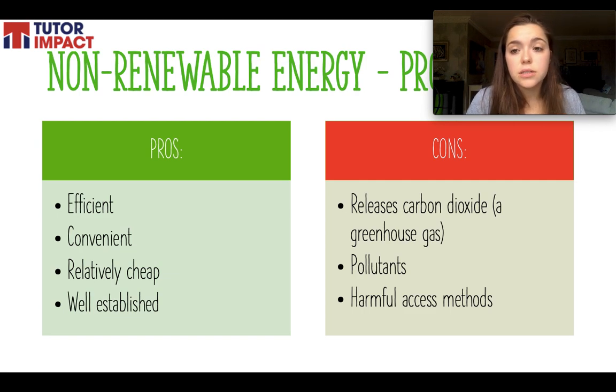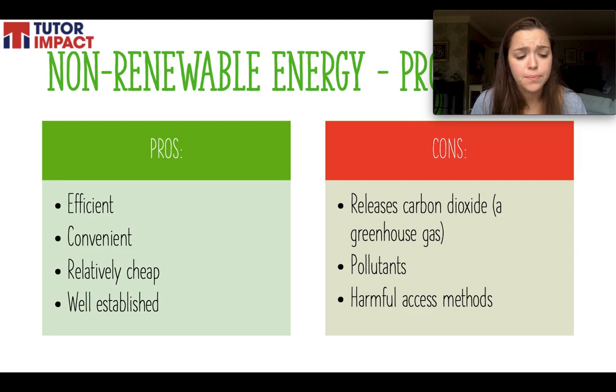The second big con with them is that they also release pollutants into the environment. So not just carbon dioxide, the greenhouse gas, they release other pollutants like sulfur dioxide and nitrogen dioxide, which both cause acid rain, which can harm sensitive ecosystems like our lakes and our forests. It can harm the wildlife there.